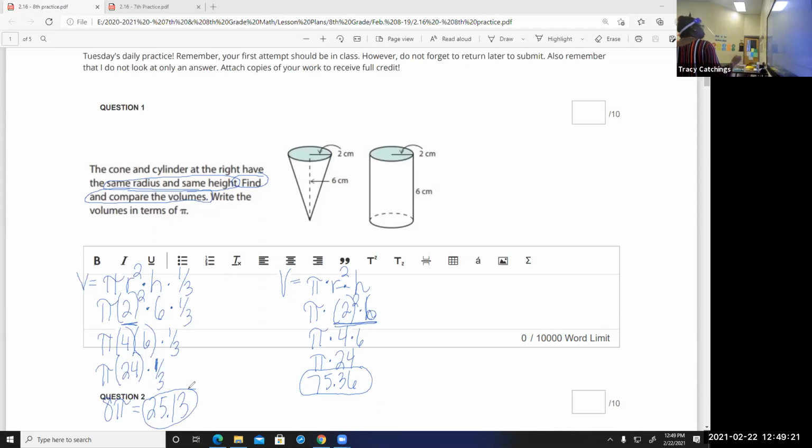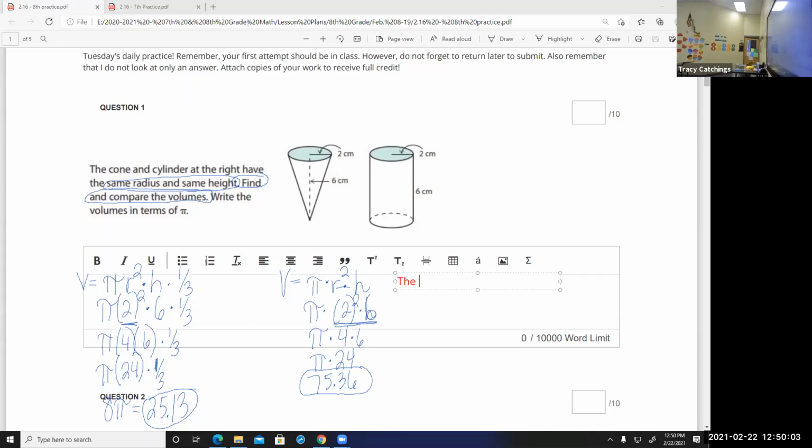All right, so that problem says find and compare the volume. So we found the volume. How can we compare them? Which one is larger? What's 25? What can I multiply by to get 75? How many times larger is it? Like, compare. What do you know about 25 and 75? I subtracted. Right. Quarters. 75 and 25. How many quarters did I go from? You were right there, 3.